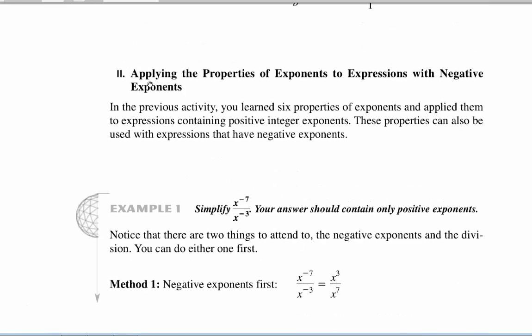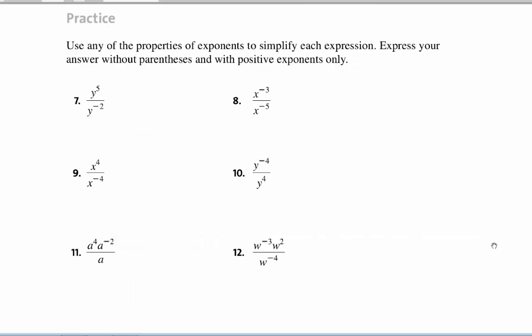The next section says we're going to apply properties of exponents to expressions with negative exponents. In the previous lesson, we learned, I think, 6 properties of exponents: the multiplication property, the division property, the product to a power property. We're going to combine all of the properties we've learned to answer some more challenging types of exponent problems, specifically ones with negative exponents. So let's look at the practice problems. We're going to tackle problems 8 through 16 even.